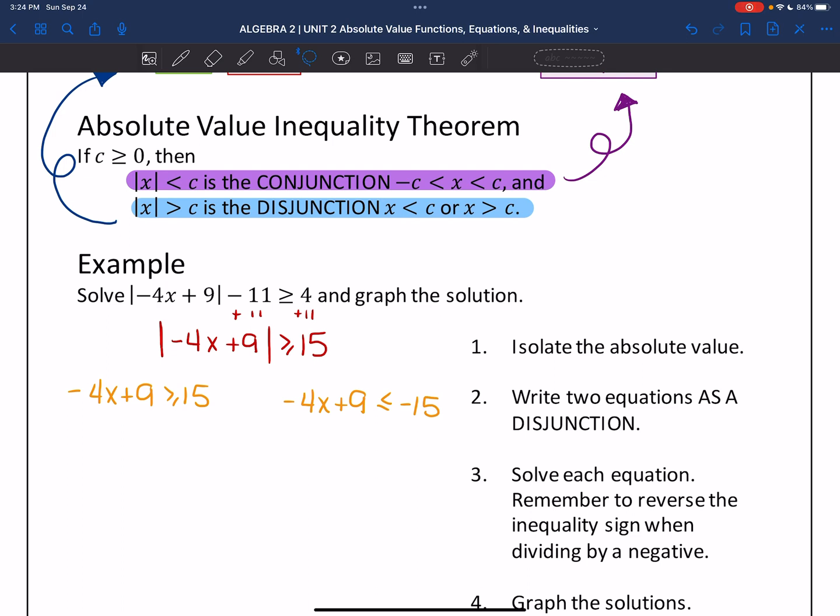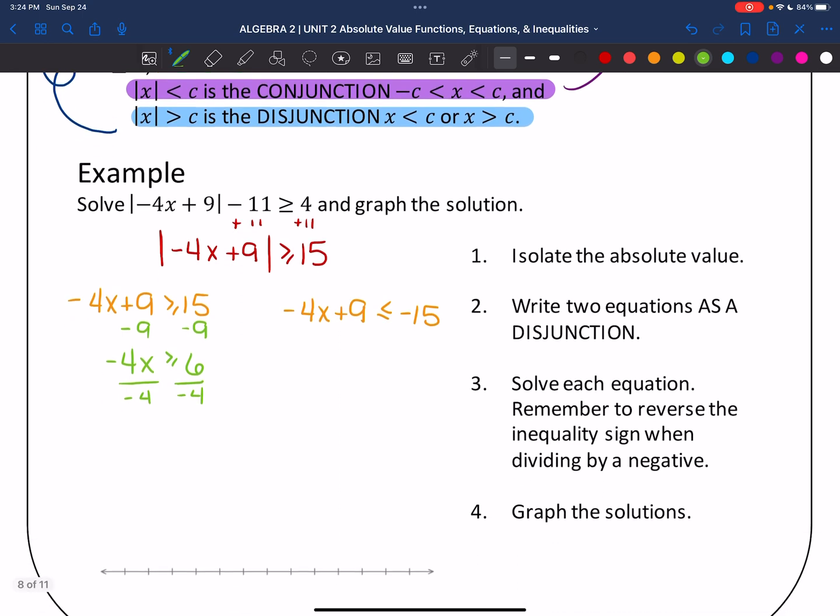Then we want to go ahead and start solving. So what are we going to need to do? Because I'm adding 9, the opposite would be to subtract 9. That's going to give us that negative 4x is greater than or equal to 6. And then we would want to divide by negative 4, divide by negative 4. And that gives me that x is greater than or equal to, and we want to write this as a simplified fraction, so this is going to be 3/2.